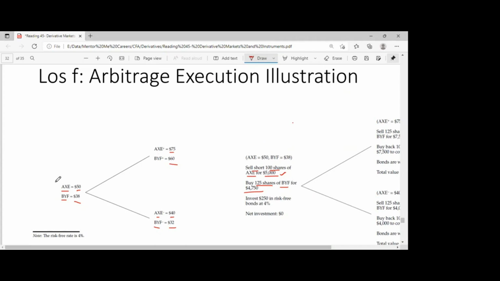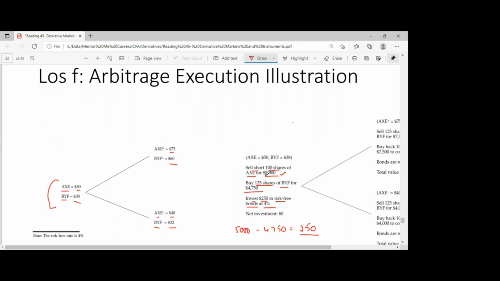So at the current price, we first short sold AXE, we got 5000. We utilized it to purchase 125 shares at the rate of 38, and there was an outflow of 4750. ठीक है, अपने पास कितना बच गया? 5000 we got, we utilized 4750, we are left with $250. Now what we are planning to do, we are planning to invest this $250 at the risk-free bond at 4%. ठीक है, तो we'll make 4% on $250.